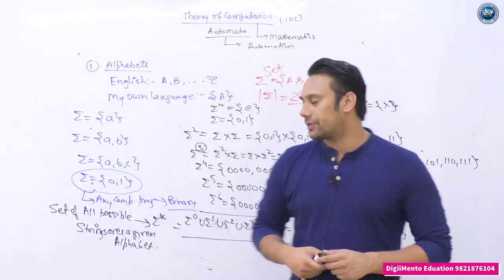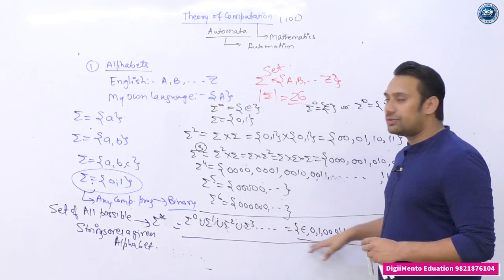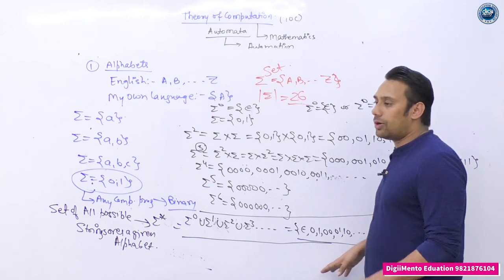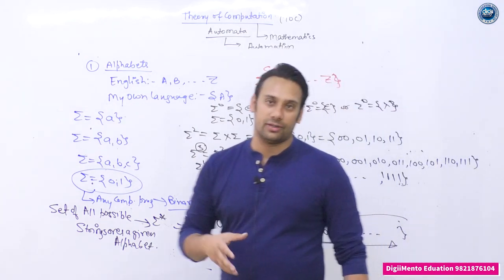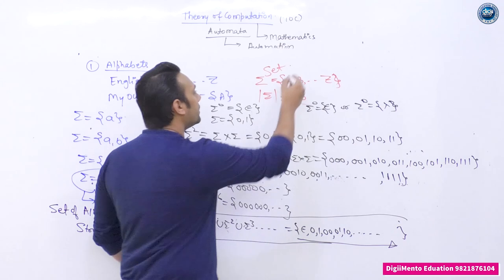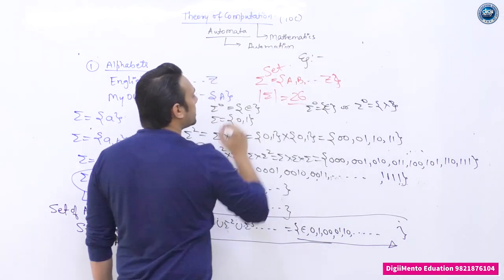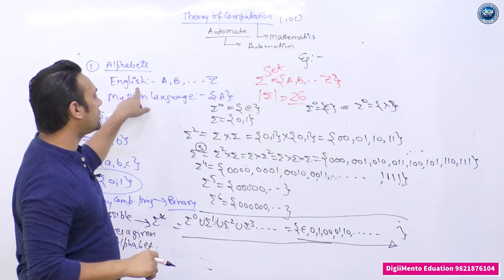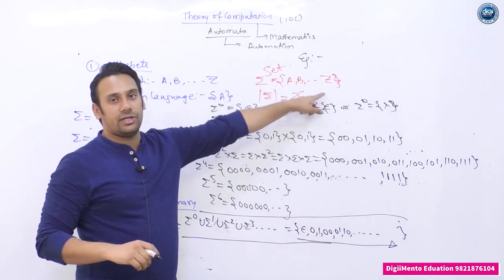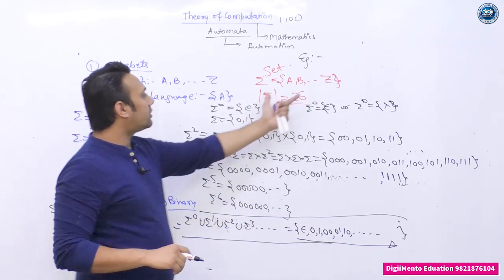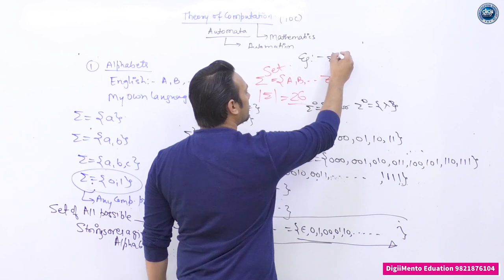Now, in this case, for a language. In a language we say that all of these strings, all the possible strings, are not valid. For example, for the English language, the set of summation is A to Z, correct? So for this language, what is summation star for the English language?